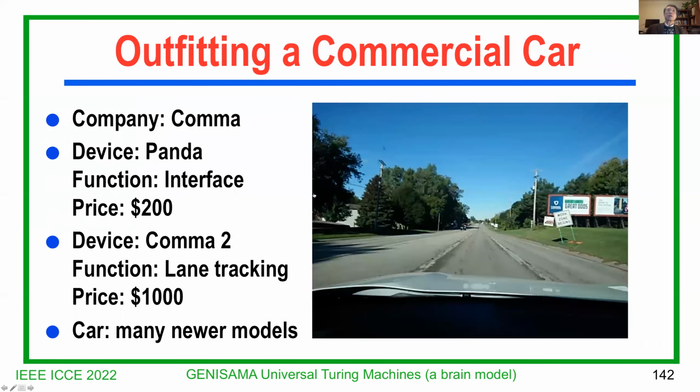And here it's fitting a commercial car, where the company is comma and the device is a Panda. Its interface function costs only $200, and the device we used is a comma tool that does lane tracking, and it costs $1,000. And many newer car models are supported by Panda. So in this particular case it is a 2021 RAV4.